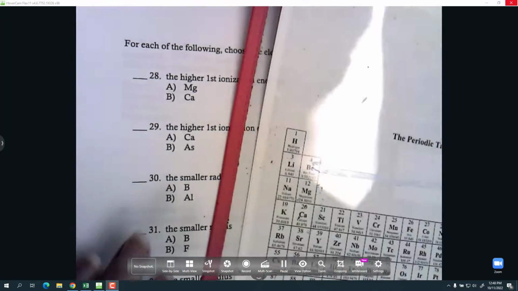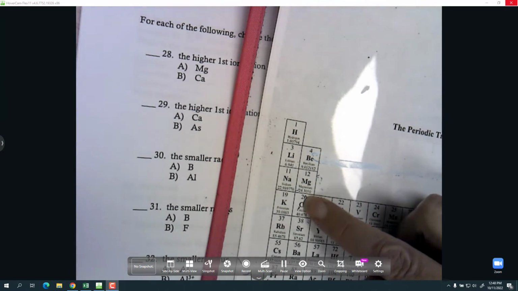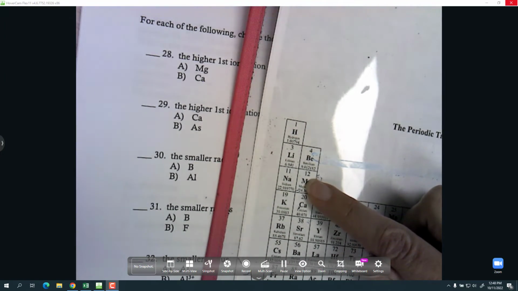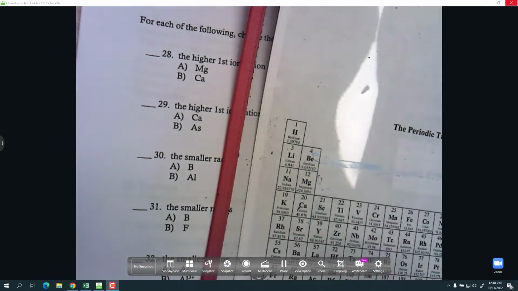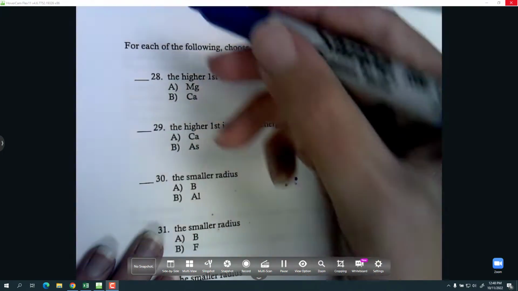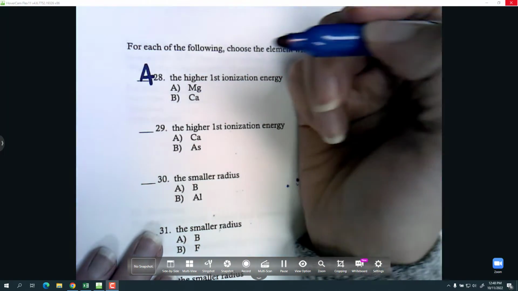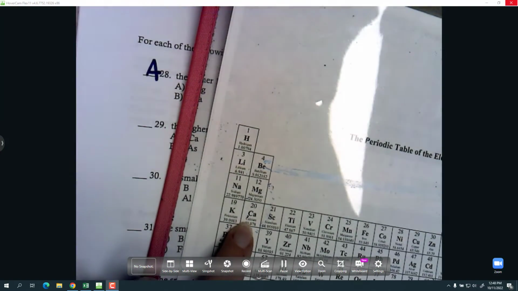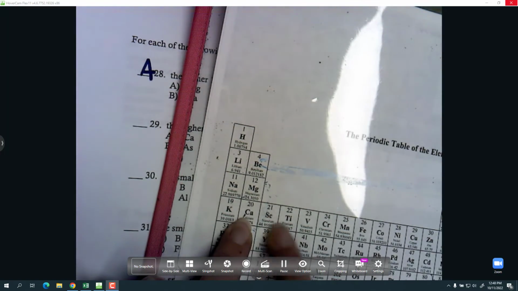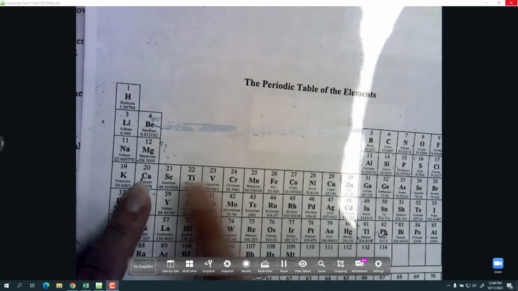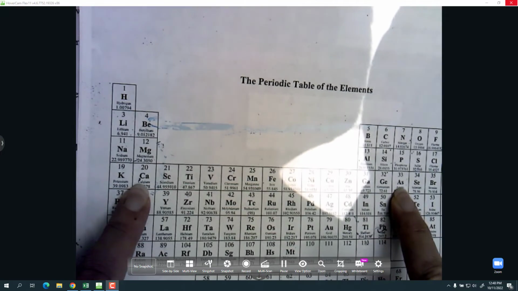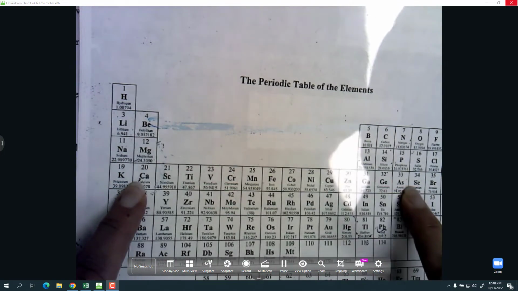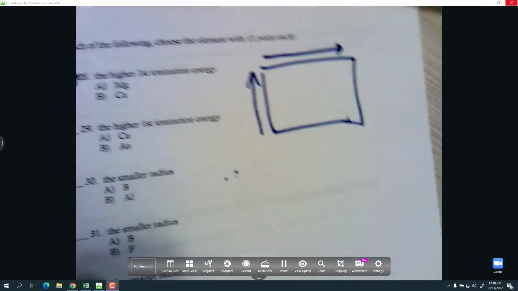All right, magnesium and calcium. Magnesium is higher than calcium, so magnesium should have the higher first ionization energy. Calcium and arsenic. Arsenic is further, calcium is here, arsenic is over here in the same row. Arsenic is further to the right, so it should be arsenic.